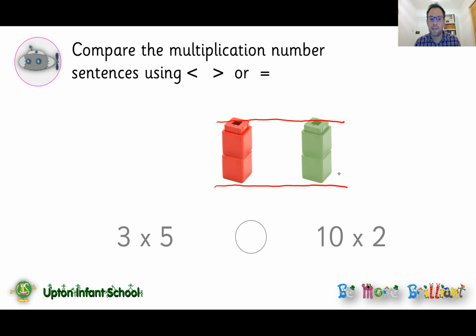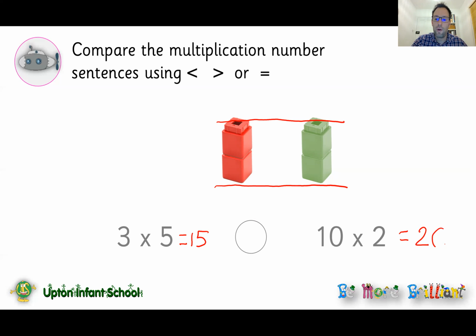The way to do this is to work out each side. 3 times 5, 5, 10, 15. That equals 15. So I would write that in. 3 times 5 is 15. Let's work out the other side. 10 times 2. Well, I know I'm going to swap that around. 2 times 10. 2 lots of 10 is 20.